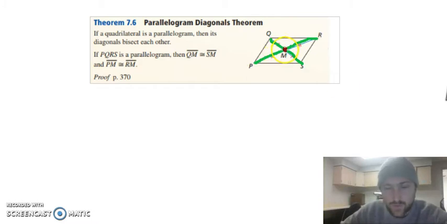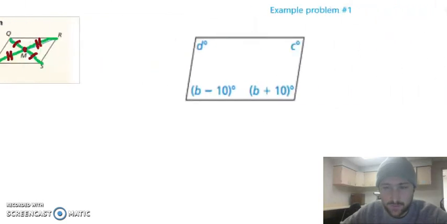Now what's interesting, when we have a parallelogram, we know for sure that this length, Q to M, must be equal to this length, M to S. And vice versa with our other diagonal. The length from P to M must be equal to the length from M to R. That's just something that holds true for all parallelograms no matter what. So let's see when we could ever use this information, these theorems.